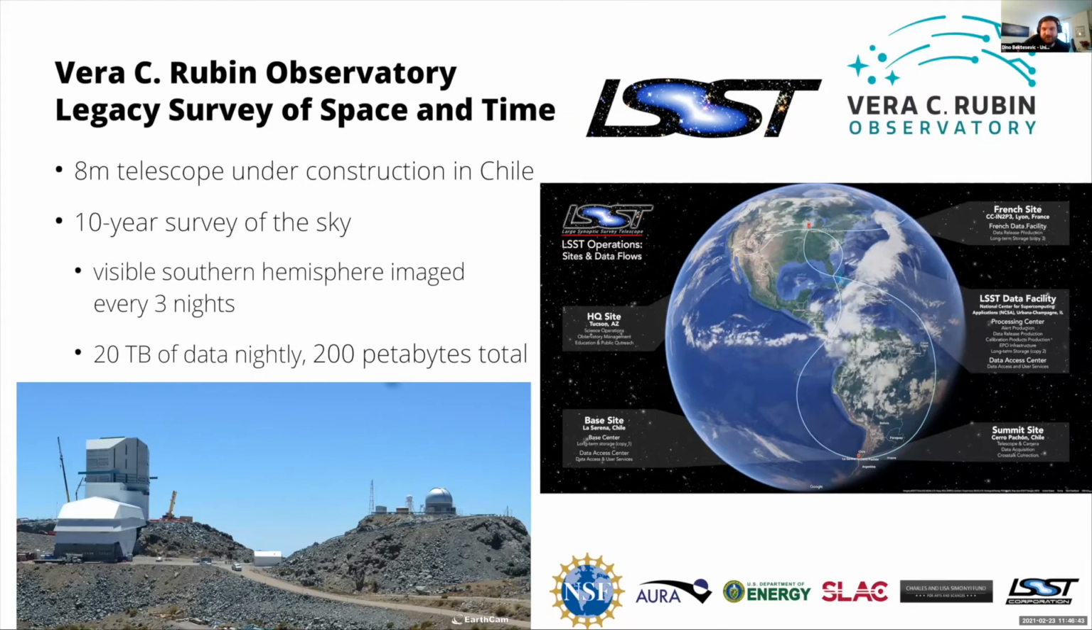So Vera Rubin Observatory is an 8-meter telescope currently being built in Chile, on which the Legacy Survey of Space and Time, or LSST sky survey, will be conducted. The goal of this project is to conduct a 10-year-long survey of the night sky that will image the entire visible southern hemisphere every 3 to 4 nights. Over the 10 years, the survey estimates it will deliver 200 petabytes of images and other data products, hoping to address questions about the structure and evolution of our universe.